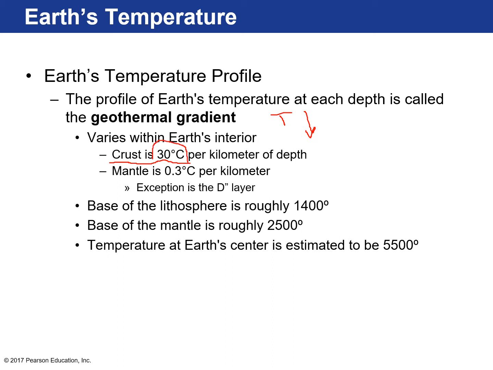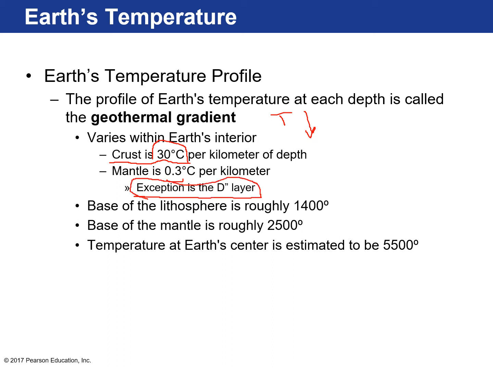And that's an average. In the mantle, the gradient slows down. So in the mantle, the temperature increase is only 0.3 degrees Celsius per kilometer. So once you're in the mantle, the temperatures kind of stabilize and slowly increase. There is an exception in the D layer. The D layer can be hotter or colder depending on what you're looking at.